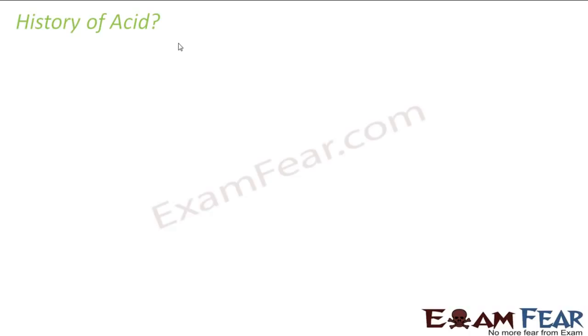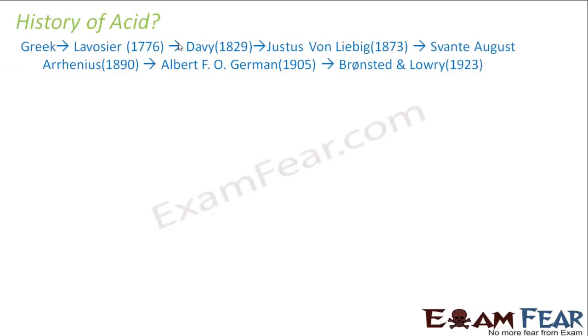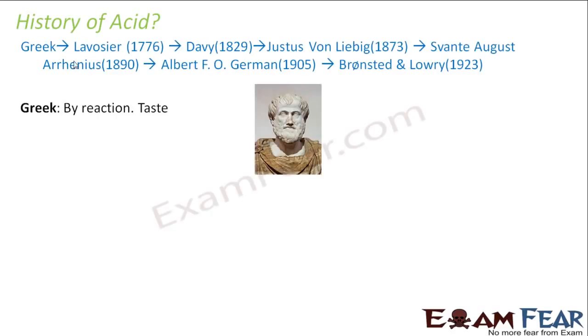So it may not come from exam perspective, but it's good to know, and it creates a huge amount of interest in knowing how the acid word itself came. So this is the history of acid. I'll explain one by one. It started with Greek. Greek defined acid by reaction and taste. Anything which reacted vigorously and has a sour taste, right? They used to call as acid.